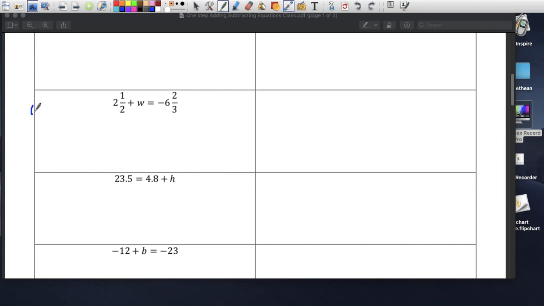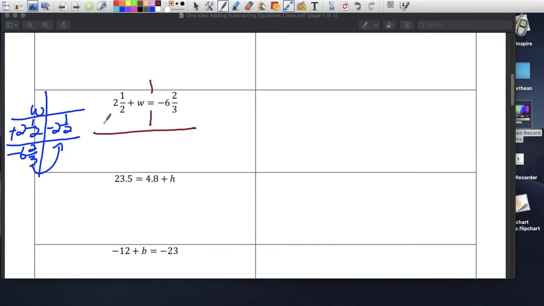My variable W, 2.5 is being added to it, and that's going to give me negative 6 2/3. Going backwards, so let me put plus, the inverse operation is minus 2.5. So it's minus 2.5 on this side, and I'm going to subtract 2.5 on this side. Okay, so these two go away. W comes down, and what's negative 6 2/3 minus 2.5?